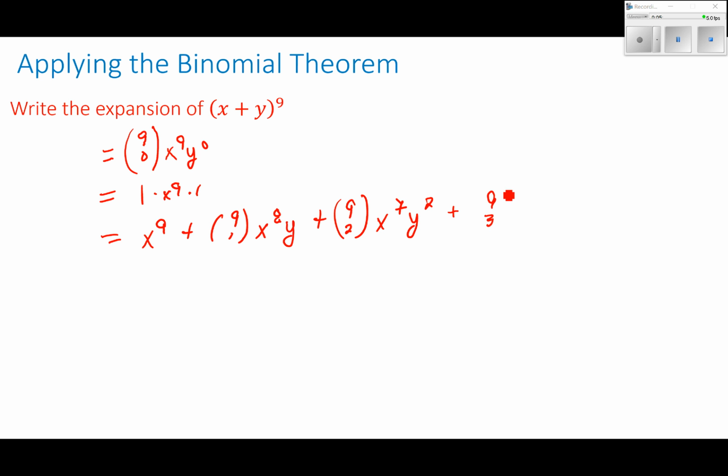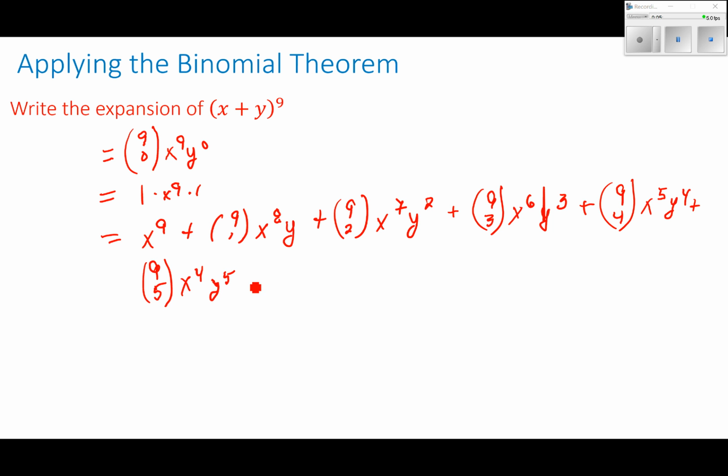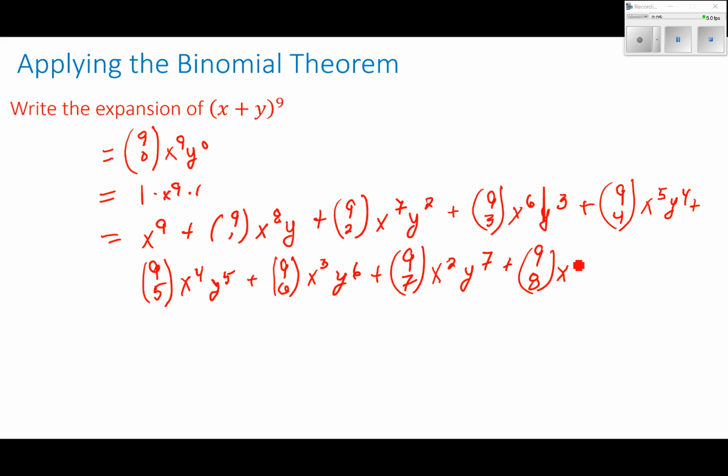Plus 9 choose 3, x to the 6, y cubed, plus 9 choose 4, x to the 5th, y to the 4th, plus 9 choose 5, x to the 4th, y to the 5th, plus 9 choose 6, x to the 3rd, y to the 6th, plus 9 choose 7, x squared, y to the 7th, plus 9 choose 8, x to the first power, y to the 8th, plus 9 choose 9.